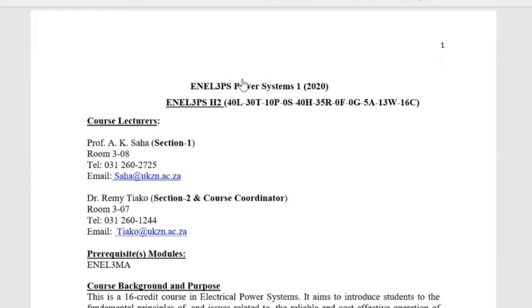So the class mark is calculated as 40% Section 1 plus 40% Section 2 plus 20% practicals. Students who cannot make 50% for the class mark have to do a catch-up test, and the catch-up test is 50%.